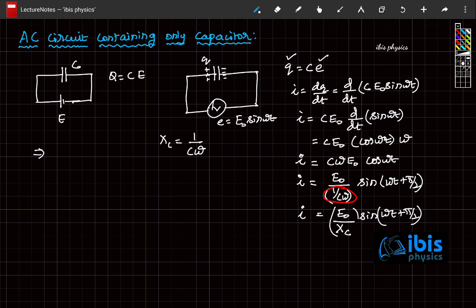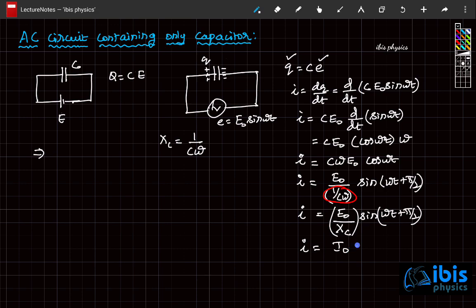Here the maximum value of I is when this whole sine thing becomes 1, E naught by XC. Let us call it I naught. So here I equal to I naught sine of omega t plus pi by 2. Here I naught is E naught by XC. So the maximum current in the only capacitor circuit is E naught by XC, where XC is 1 by C omega, which is equal to C omega into E naught. This is the maximum current in the only capacitor circuit.